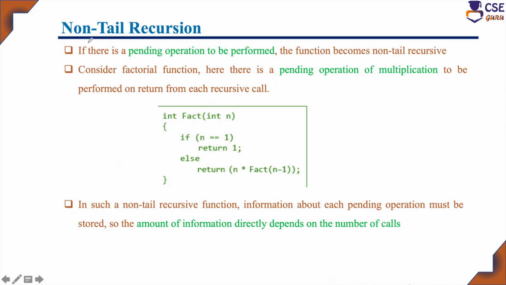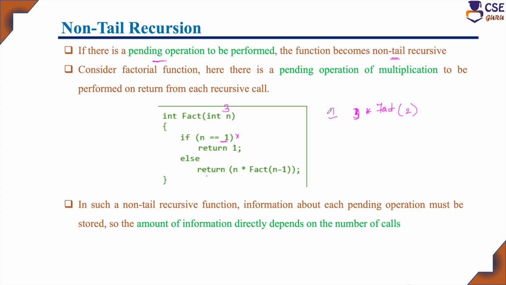And in non-tail recursion, if there is a pending operation that needs to be performed in every recursive call, that is called non-tail recursion. For example, consider this factorial function. Here, for example, I will take n as 3. Okay, so here it will check whether the n value is 1. The condition fails, and it will go to the else part, and here the first recursive call will return n into fact of n minus 1. n is 3 here. 3 into fact of 3 minus 1, which is 2.